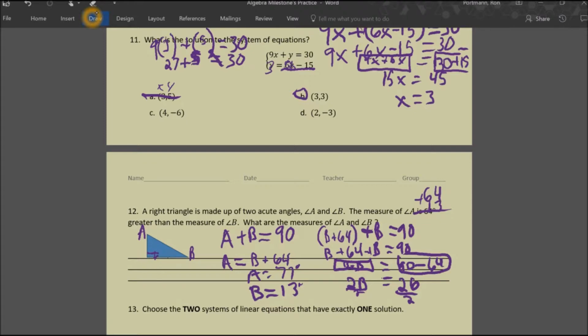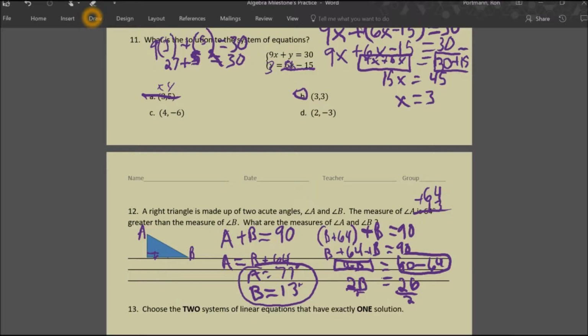7 plus 3 is 10, so that gives you 7 plus 1, which is 8, plus 1, which is 9. So 77 plus 13 equals 90. And then A is 64 more than B. So 64 plus 13 gives you 77. So this is your correct answer. You always want to say, does my answer make sense?